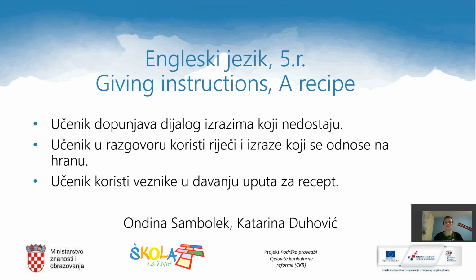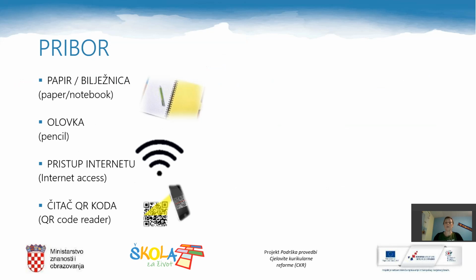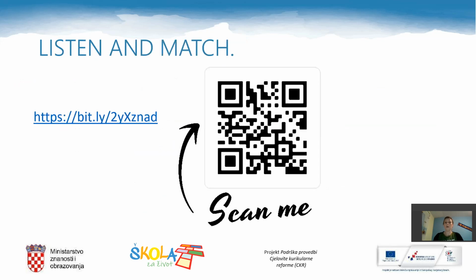Today, we are going to talk about giving instructions in a recipe. By the end of this lesson, you will be able to complete the dialogue with the missing phrases. You will be able to use words and phrases related to food in a conversation, and you will be able to use linkers when giving instructions in a recipe. For today's lesson, you will need a paper or a notebook, a pencil, an internet access, and a QR code reader.